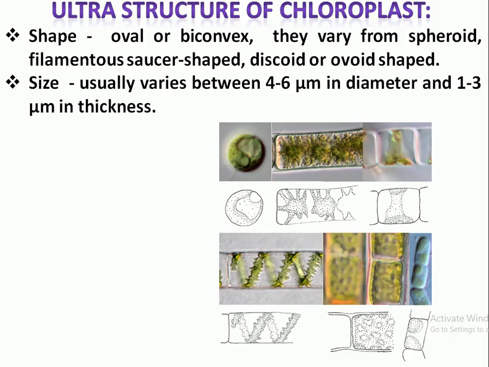Chloroplast is present in all higher plants. It occurs in various shapes. They vary from spheroid, filamentous, saucer shape, discoid and ovoid shape. In algae, it shows various types of shape: in Spirogyra, it is spiral shaped with lobed edges. In Chlorella, it is cup shaped. In higher plants, it is ovoid and discoid shape. It occurs in various sizes also, in between 4 to 6 micrometer in diameter to 1 to 3 micrometer in thickness.